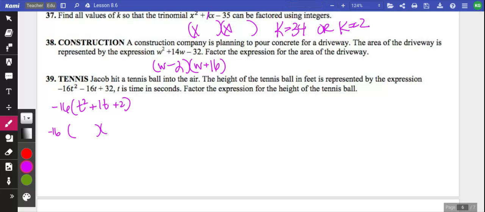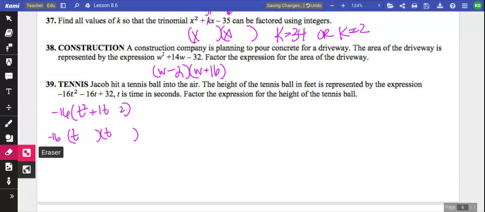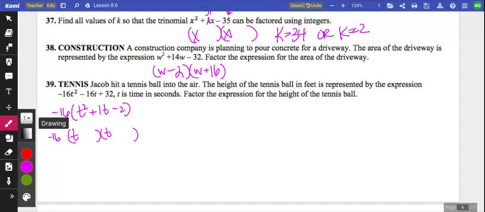So I don't need the window method here. I start with t and t. What are things that multiply to be 2 and add? Nope, not add. I took out a negative 16, so I need to subtract to be 1. 2 and 1. Sign chart says the bigger one gets a plus.